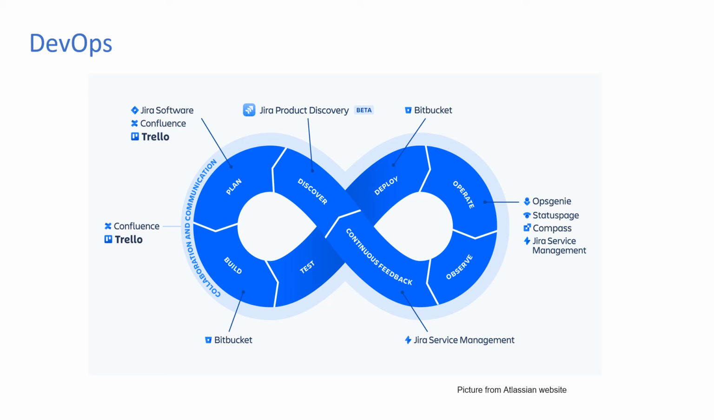Atlassian presents us the tools they own and their corresponding position in the DevOps cycle. In this video, we have talked about Bitbucket. It is based on the build and deployment stages. And we have also talked about Confluence, which is in the collaboration and communication part, especially in the plan stage. If you are interested, you can also learn more about Jira, Trello, and many other products of Atlassian.